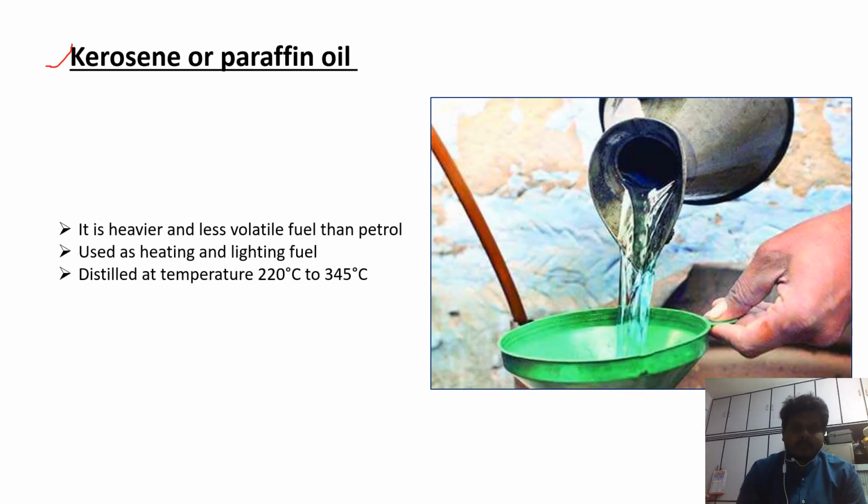The other type of liquid fuel is kerosene, and it is also known as paraffin oil. Actually, it is heavier and less volatile when compared to petrol. Generally, kerosene is used for heating and lighting fuel. Kerosene is distilled at a temperature range of 220 degrees centigrade to 345 degrees centigrade.